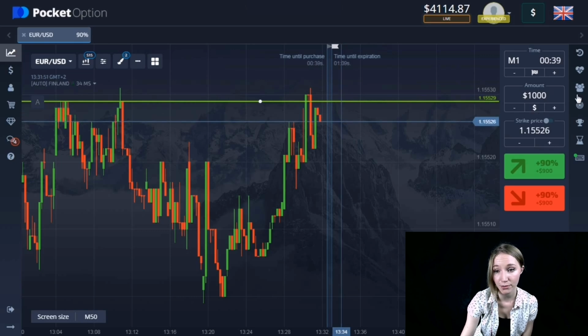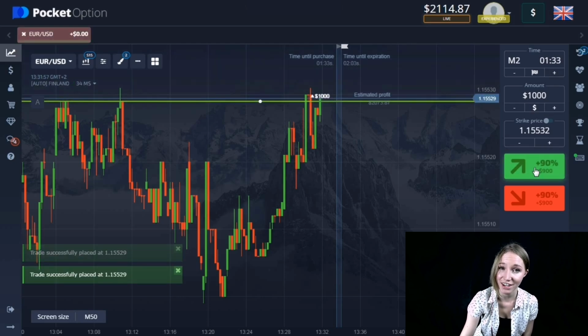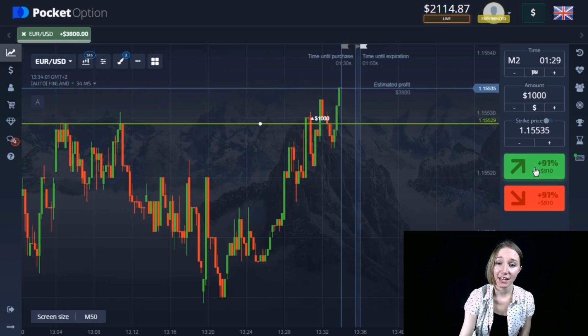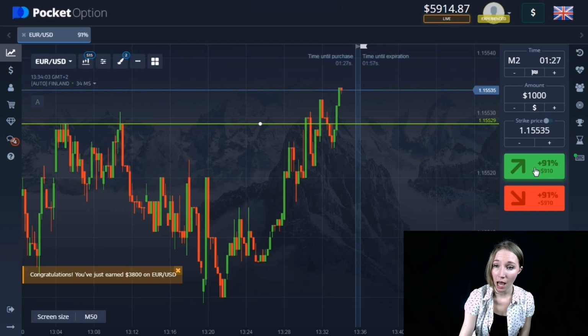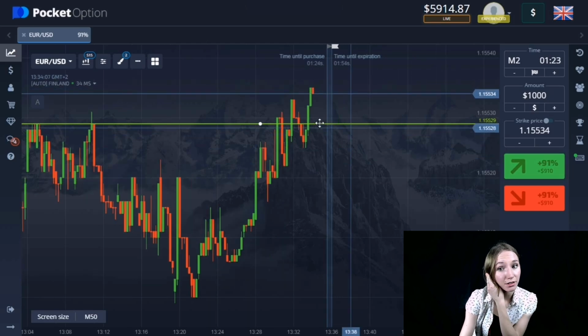level will be broken through, so it's better to open a trade for 2 minutes with up. So guys, let's wait for the results of our trade. Well, it's good. After the pullback down, the upward movement continued and this level was broken through, and we are getting a good profit here.